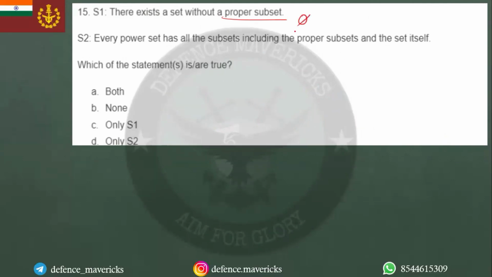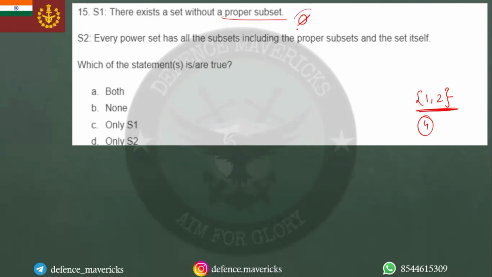ऐसा कोई सेट हो जिसका प्रॉपर सबसेट ही पॉसिबल नहीं हो. So like for example, if I take a set {1, 2}, so there is a proper subset of this, na, because the subset will have 4 elements, and out of those 4 elements, if I just exclude the set itself, I will have 3 subsets which are part of proper subset. But what about an empty set?